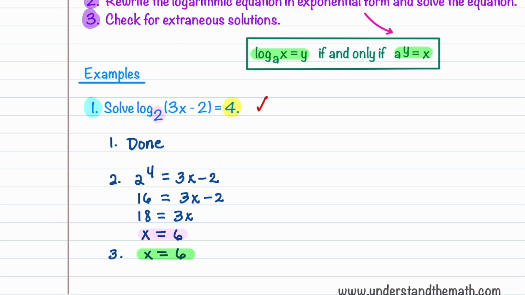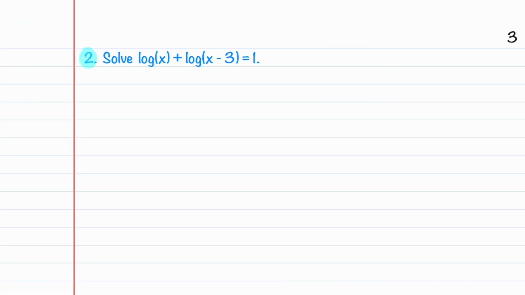In our second example, we'll actually get an extraneous solution. Let's go ahead and do that example now. In our second example, we're going to solve the equation log of x plus log of x minus 3 is equal to 1. We're going to follow the 3 steps that we just talked about. Our first step is to simplify and combine the logarithms on one side of the equation. We have 2 logarithms that are being added, so we can combine these and write this as log of x times x minus 3 is equal to 1.